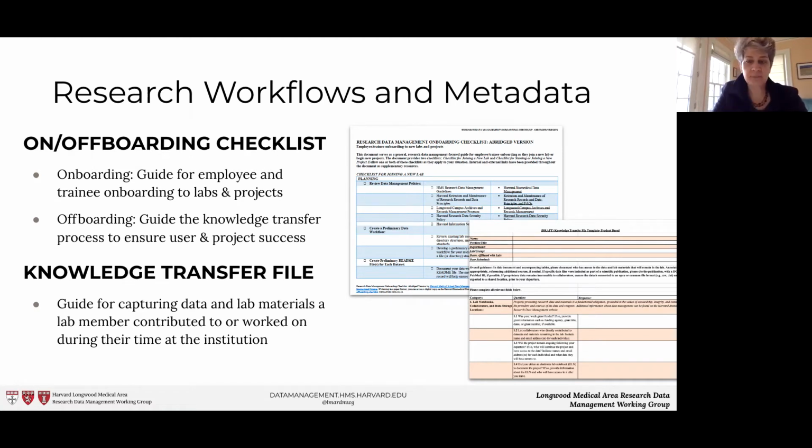And so at the moment, we're focusing on the knowledge transfer file to figure out whether individual HMS departments or labs might find a more customizable or slimmed down version more useful. And so we're seeking input from the community.